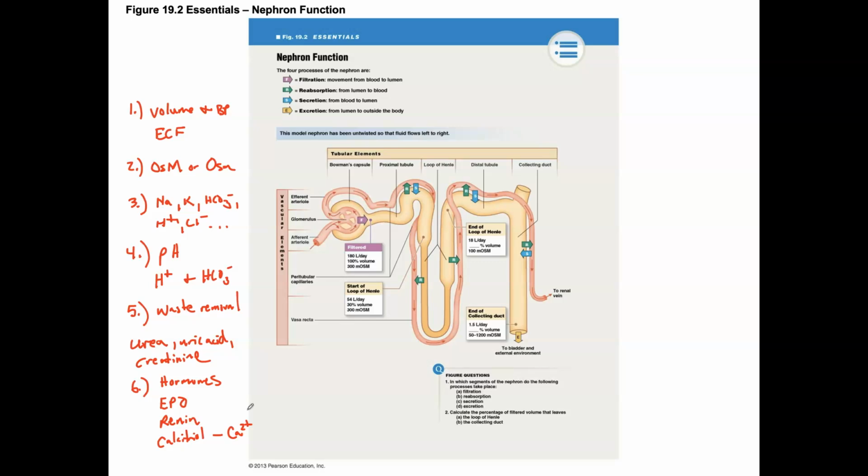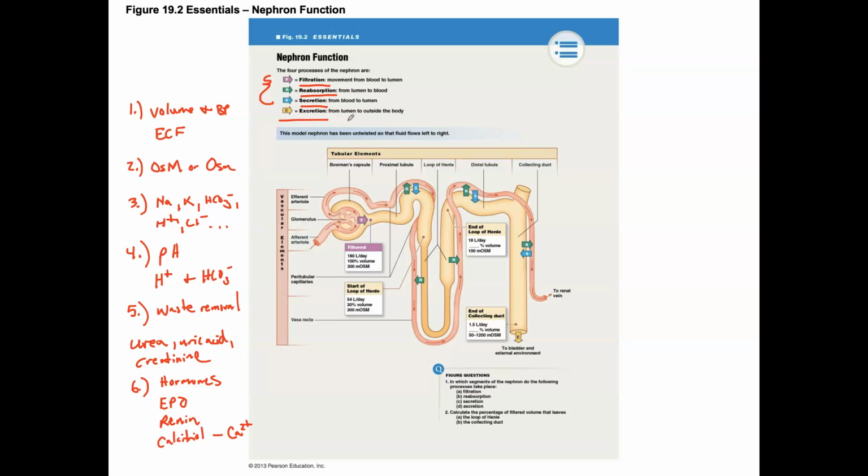So there are processes that the kidney goes through in order to accomplish these various functions. The basic processes are known as filtration. So letter F for filtration on this diagram, reabsorption, letter R, and secretion. So those are the three basic processes: filtration, reabsorption, and secretion. And those processes are going to determine what gets excreted to the outside of the body.